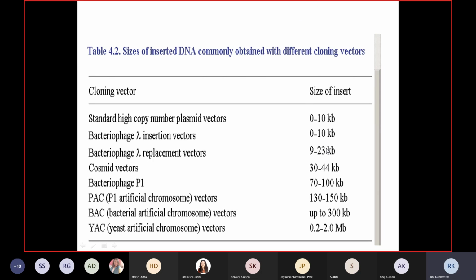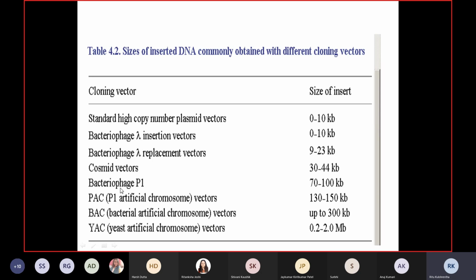We have already talked about these three vectors. Now, there are other types of vectors that have been developed by molecular biologists so that they have higher cloning capacity, like 30 to 44 kb for cosmid vectors. Then there are phage vectors. There is P1 bacteriophage. It was later discovered that, like lambda phage, there is another bacteriophage called P1, in which the size of insert that can be cloned is around 70 to 100 kb.